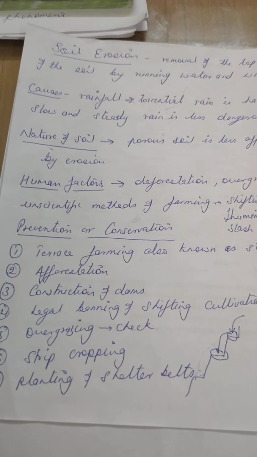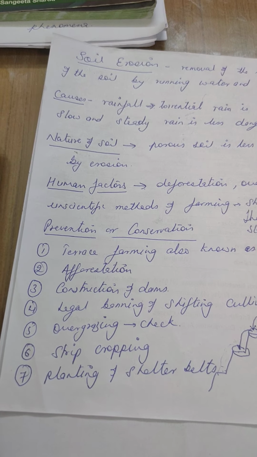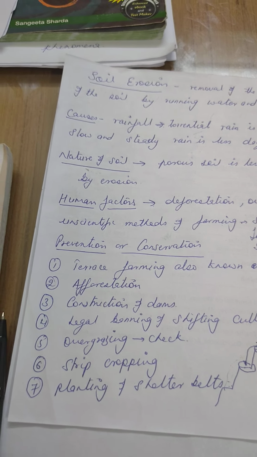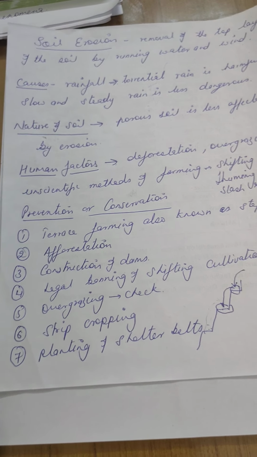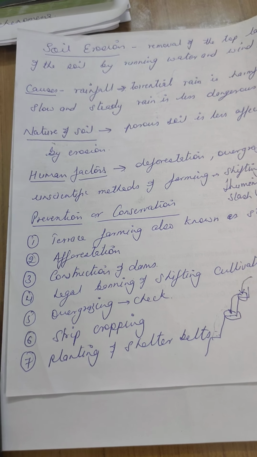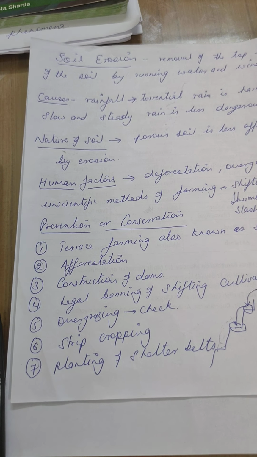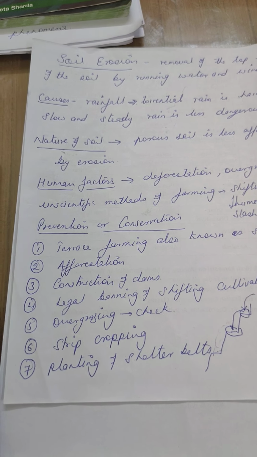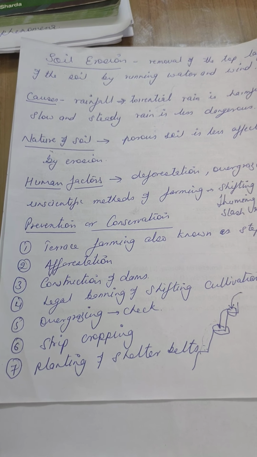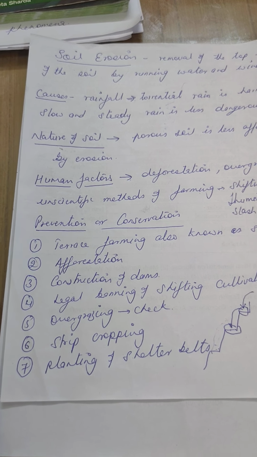Next is strip cropping. Strip cropping is when you are cultivating on a piece of land and you leave some gap between the two rows of your crop. In that gap, you grow smaller crops like mirchi, dhania, pudina, so that the roots hold the soil particles. They do not let the soil run away with water or be carried away by the wind.